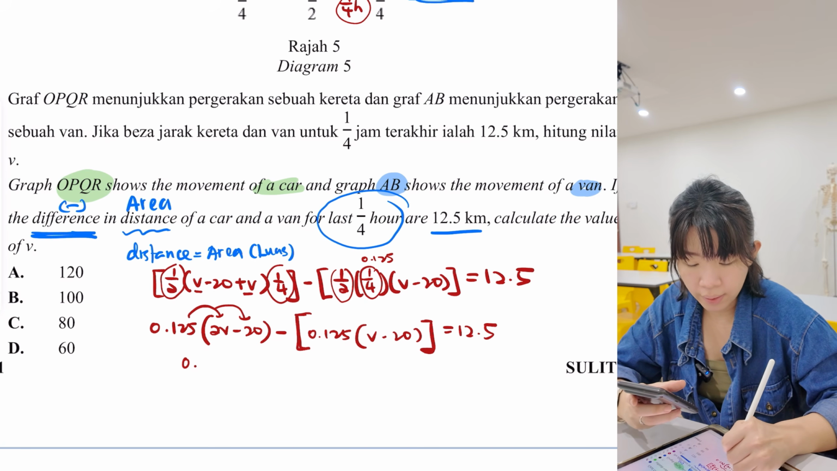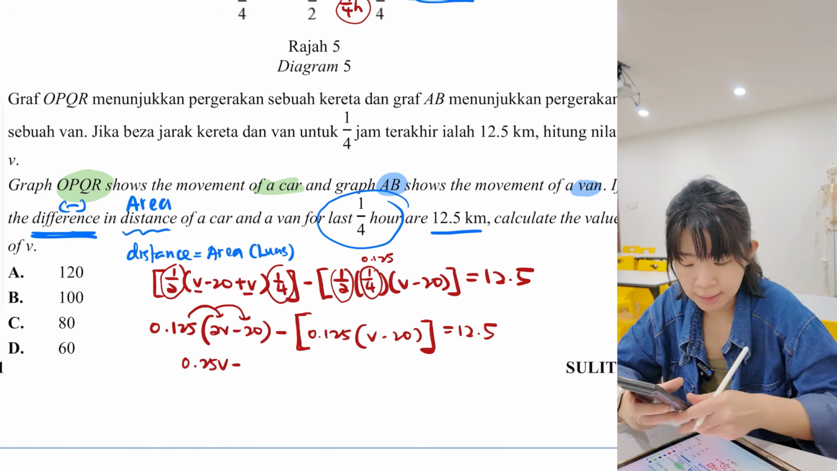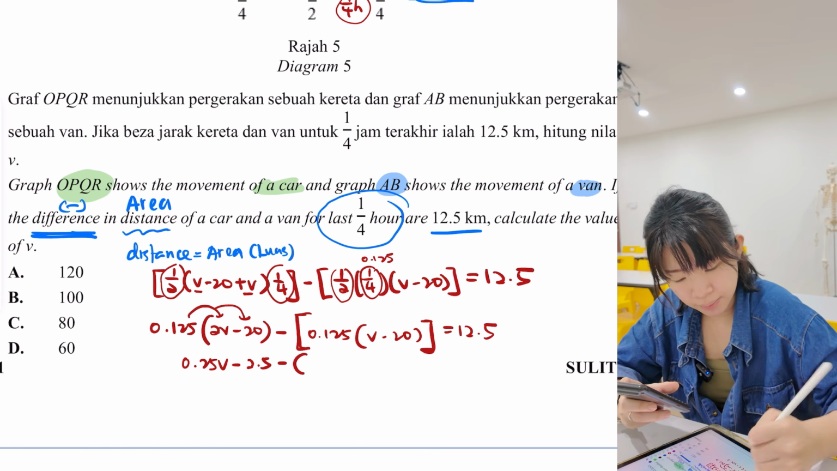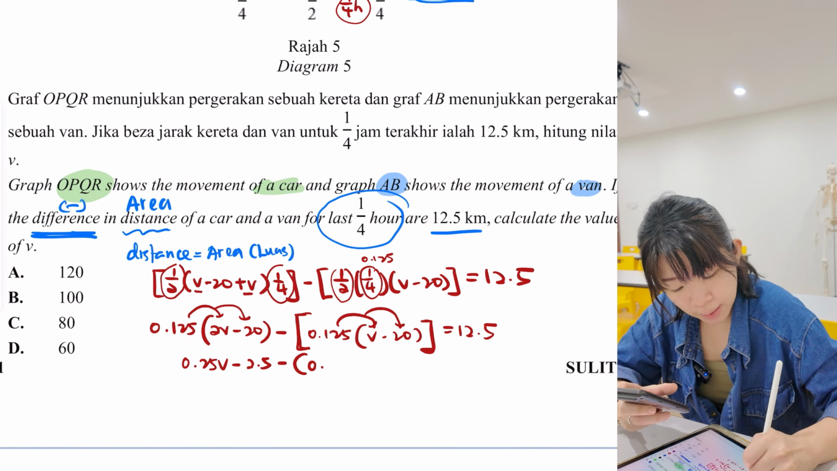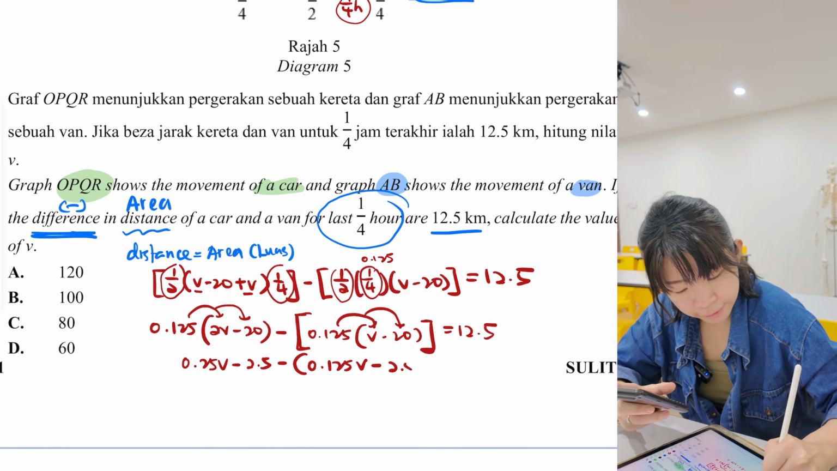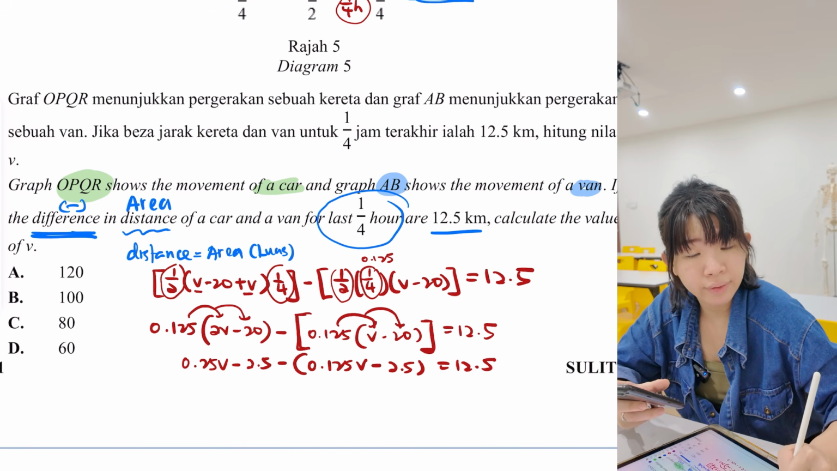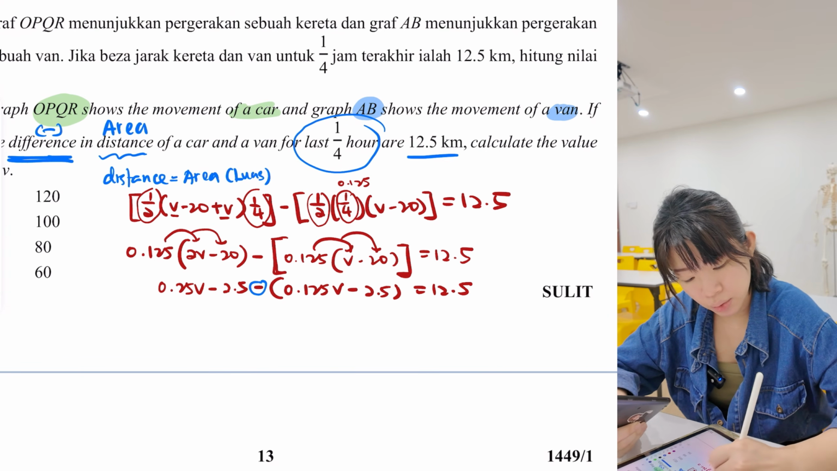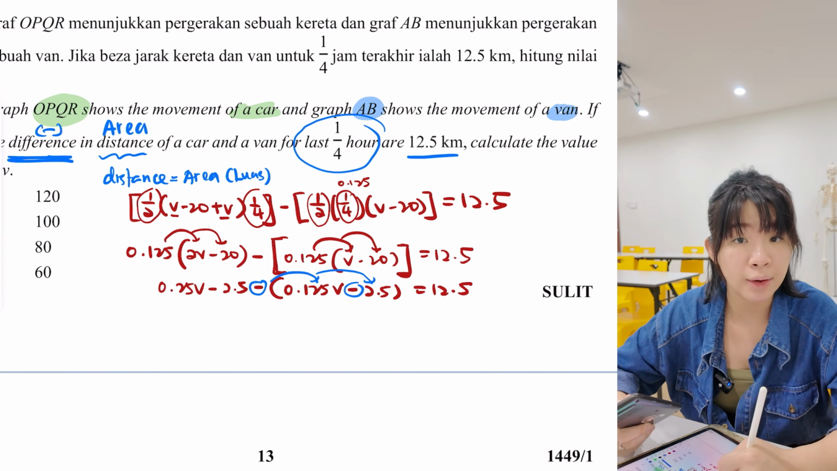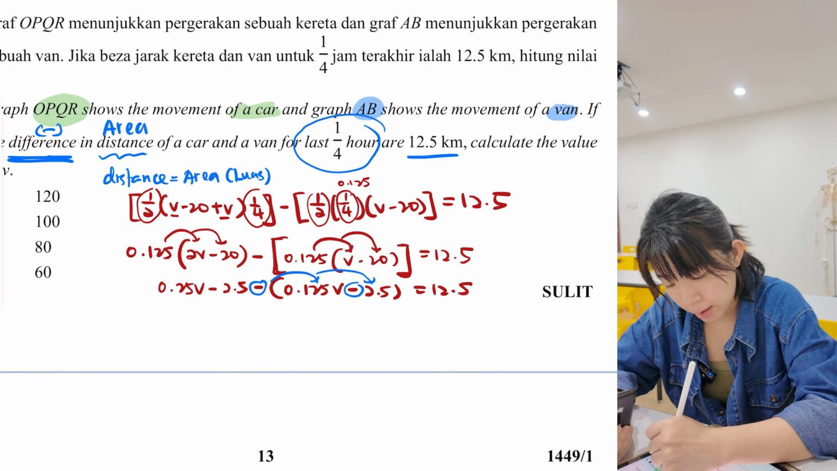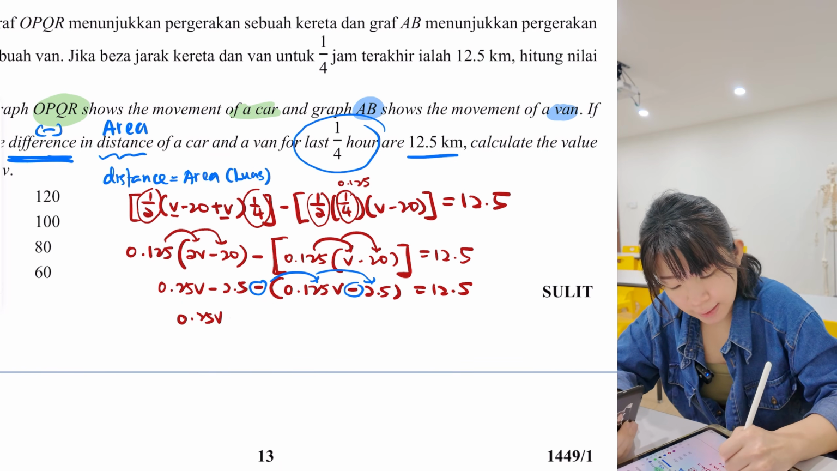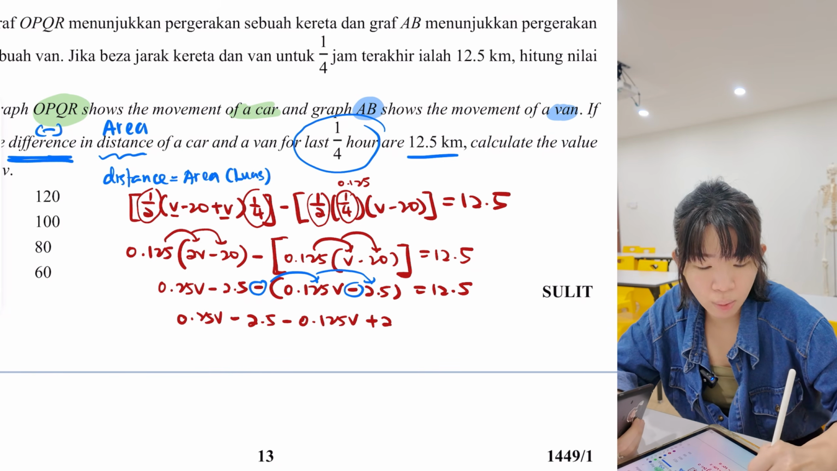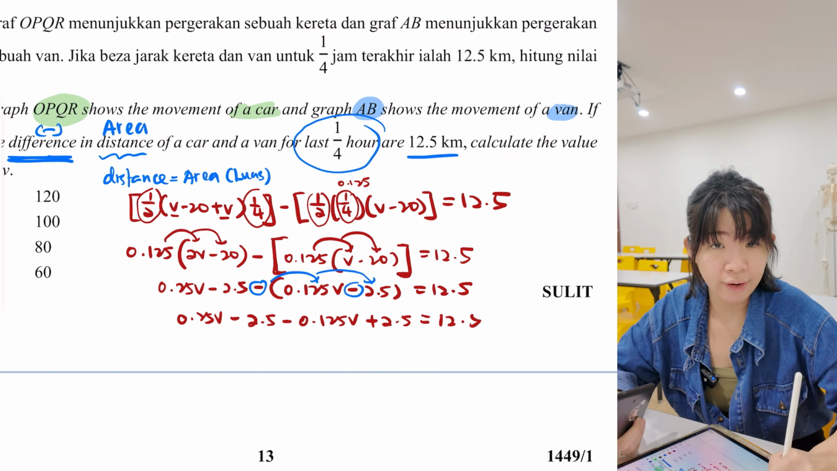So here, 0.25V minus 0.125 times 20. So it's 2.5. Minus, still put bracket, so this one expand. 0.125V minus 2.5 equal 12.5. Okay, then this minus, you need to expand now. Negative at the end will become positive, remember. Here 0.25V minus 2.5 minus 0.125V plus 2.5 equal 12.5.